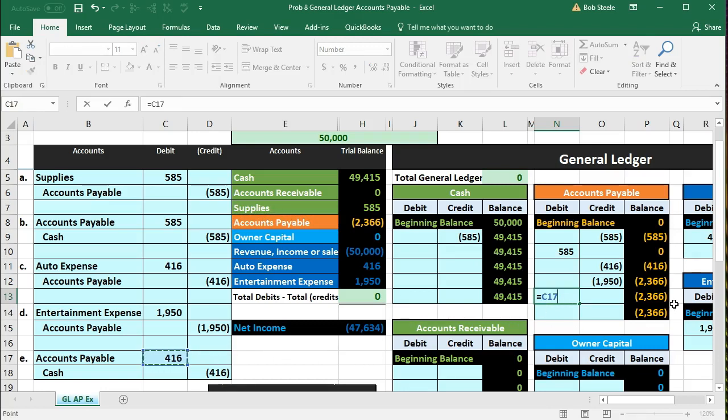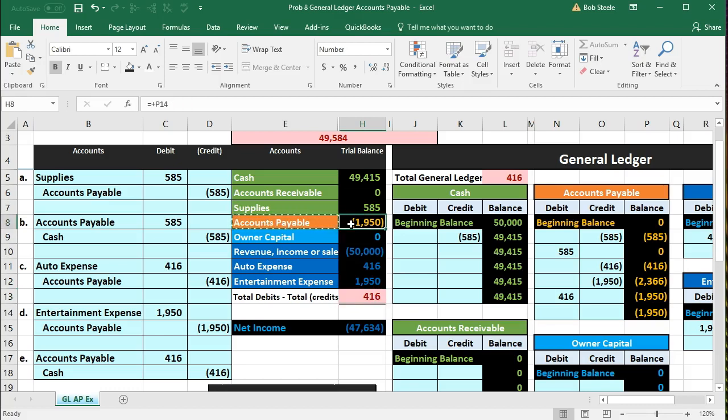Once we select enter, it's going to bring this balance of 2366 down by 416. And then it'll bring that balance over to here, and we'll be out of balance by 416. So there we have that. We brought this down by 416 to 1,950. That same 1,950 brought over to the trial balance, out of balance on the trial balance by 416.